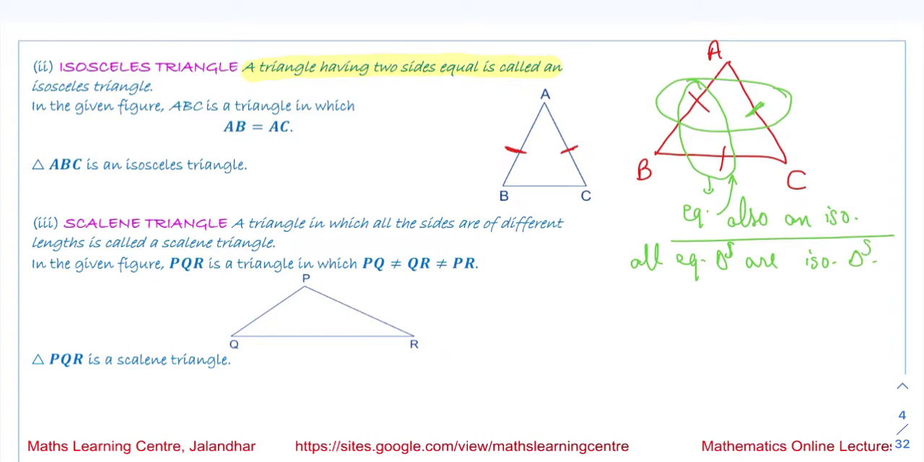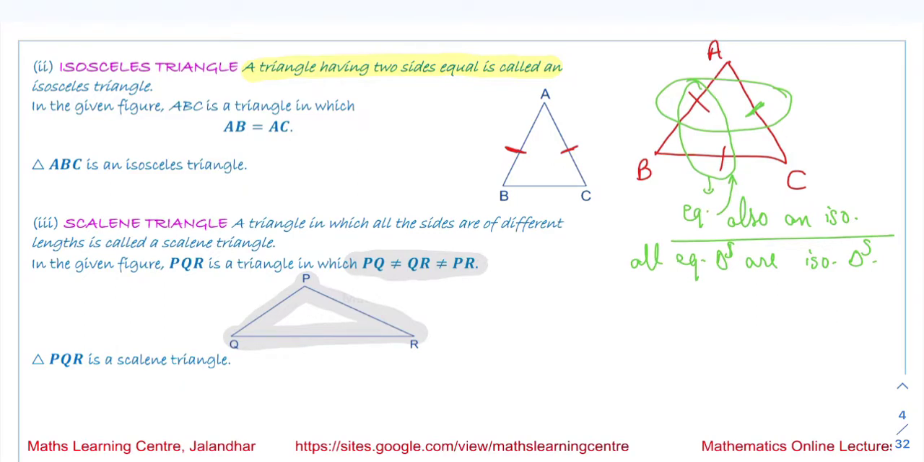Next is the scalene triangle. Scalene is a triangle in which no sides are equal. That is, we are talking about this triangle PQR. It is scalene means that PQ is not equal to QR is not equal to PR.